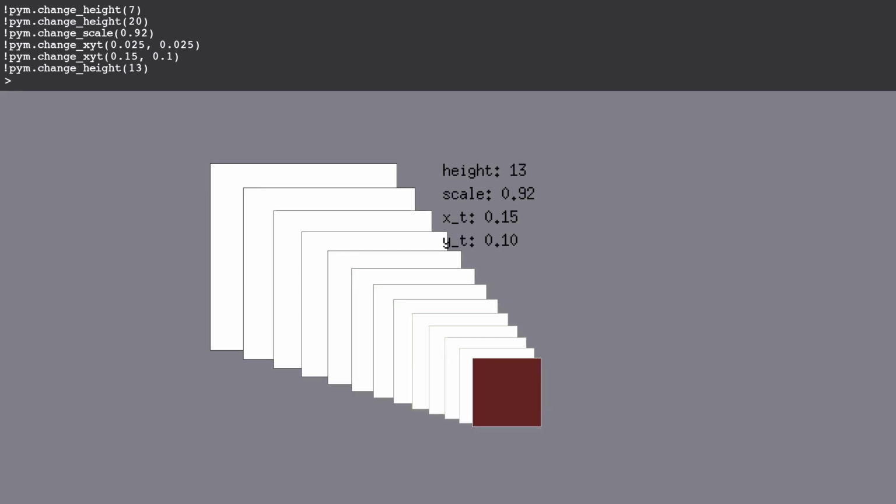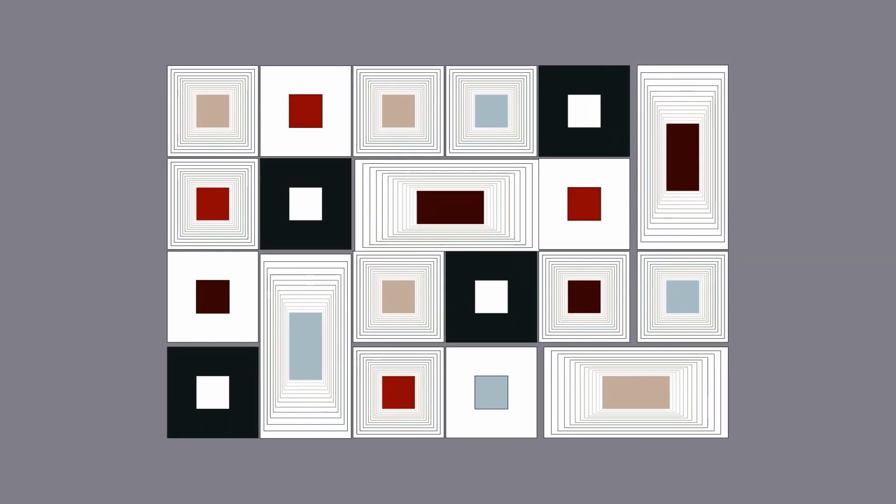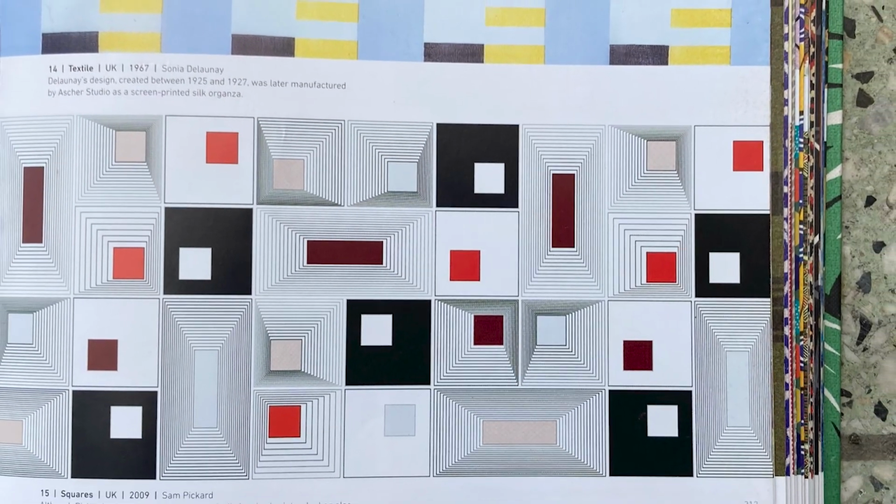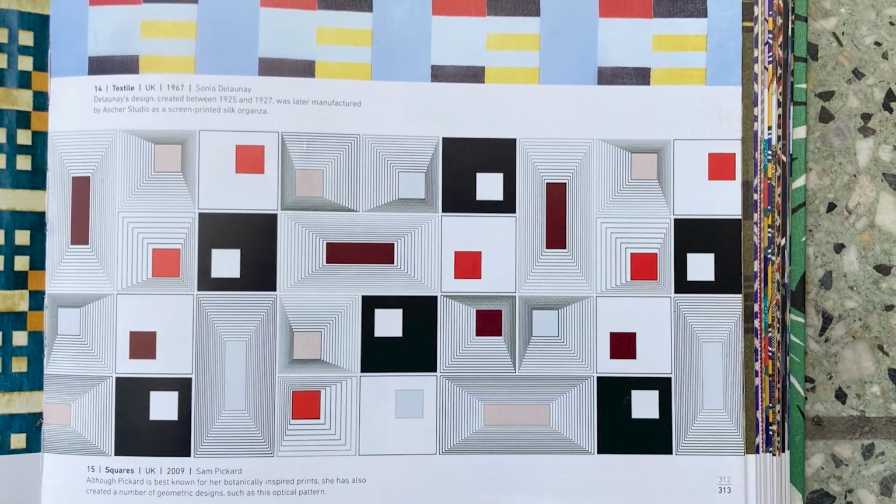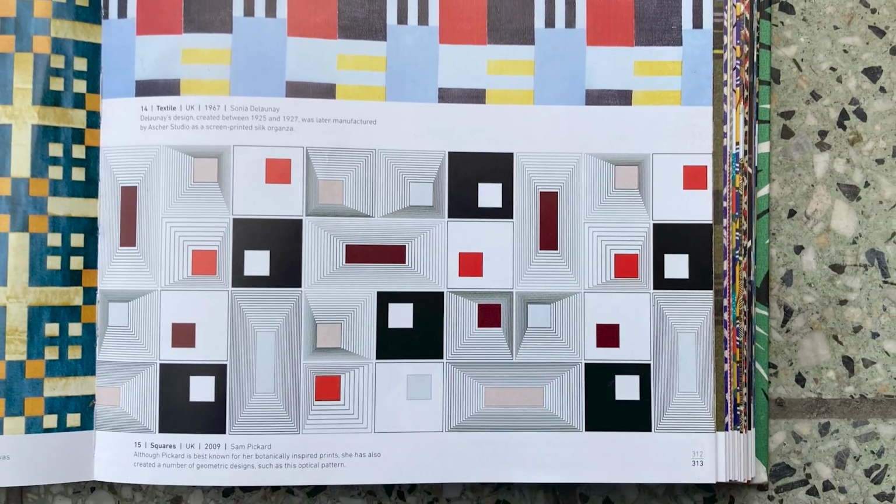Cool, so now we can add more pyramids and use these parameters to recreate the pattern from the book, which was my initial idea. But I started experimenting with parameters, sizes and colors, and I found out that these digital pyramids are actually very flexible.